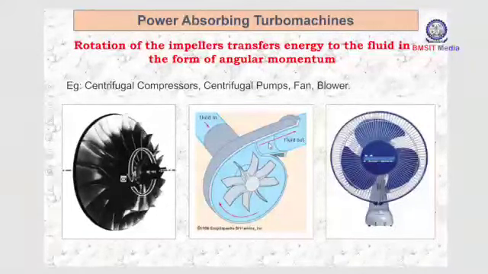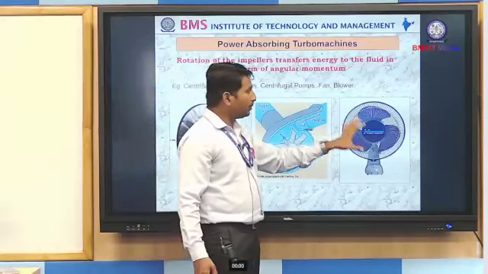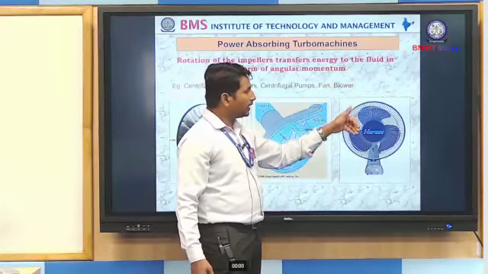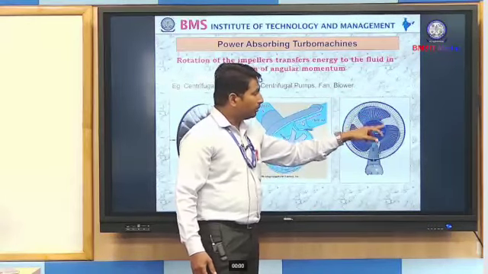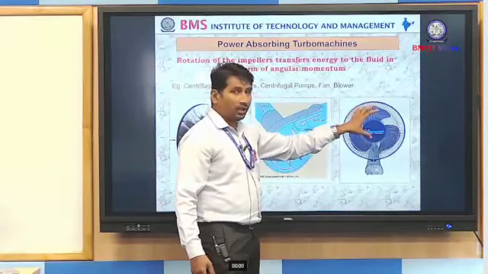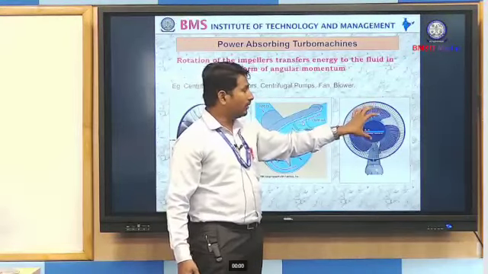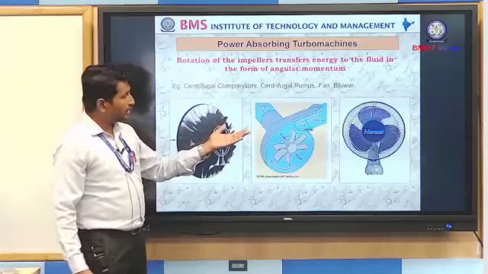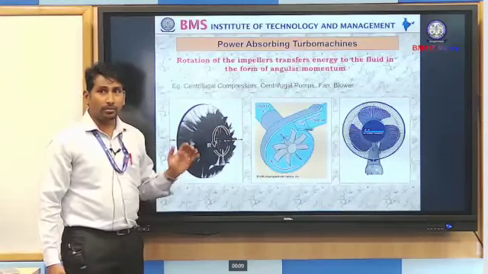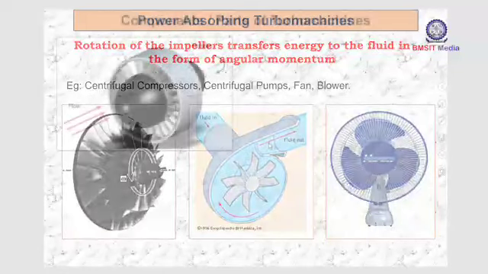The next example is the fan. Again, this is a power absorbing machine because we are going to supply electricity to it. Because of that, the blades of the fan start rotating. Because the blades of the fan start rotating, air gets circulated. The energy will throw the air with a higher pressure. So it is considered a turbo machine. This is an example for power absorbing machines.